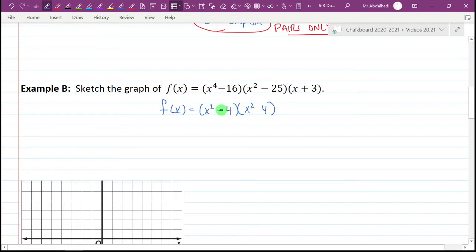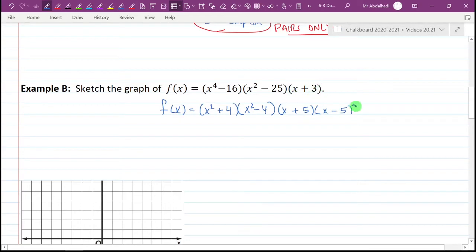So one's going to be a plus and one's going to be a minus. How about this here? That's a difference of squares. What do you square to get x squared? You square x. And what do you square to get 25? 5. So x plus 5, x minus 5, one's a plus, one's a minus.